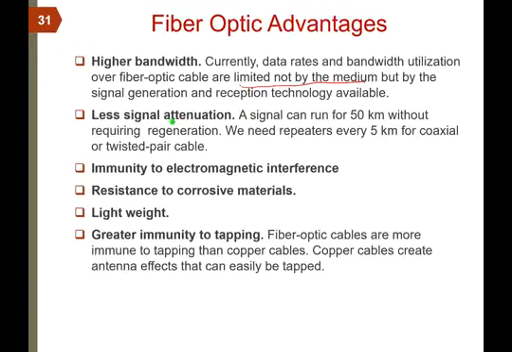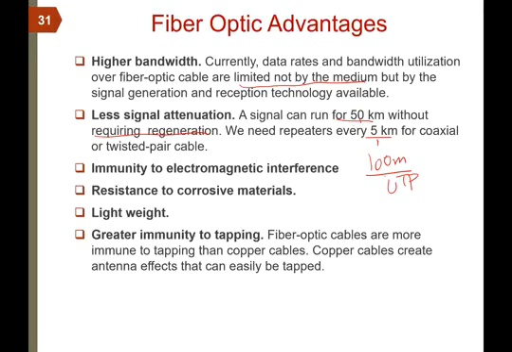The attenuation is, of course, less. So a signal can run for 50 kilometers, actually up to 1,000 kilometers, without requiring regeneration or a repeater. But for coaxial, for example, you need a repeater every 5 kilometers. For UTP, you need a repeater when you go up to 100 meters. So you see the UTP, the coaxial.